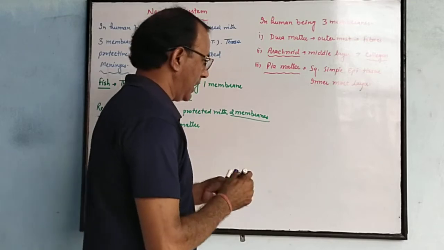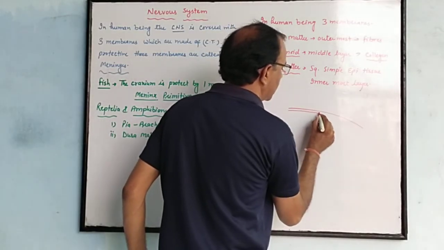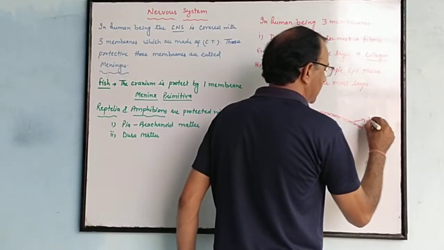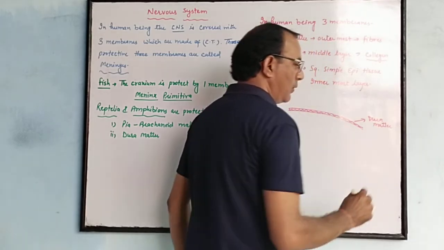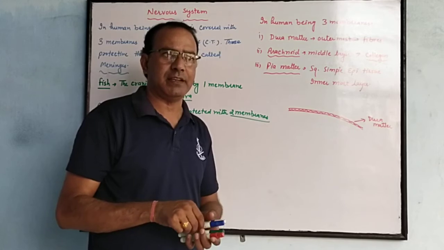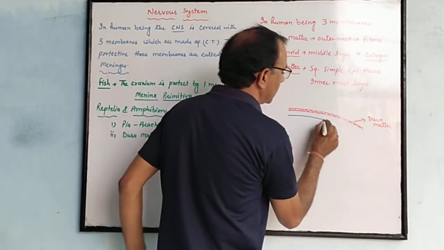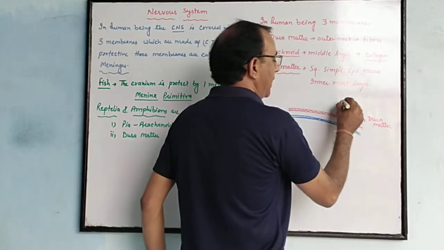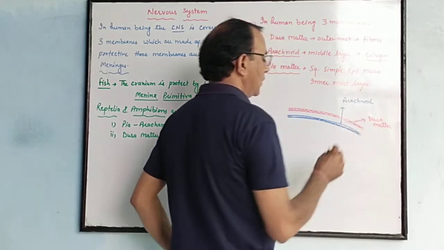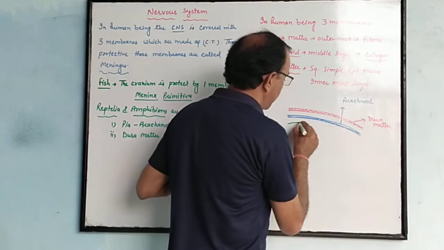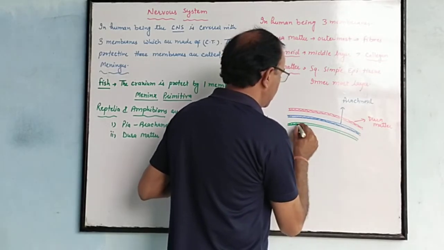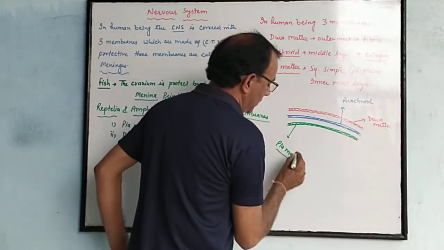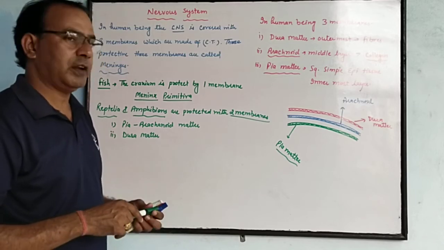As you draw the structure of the layers, from outside, the first outer membrane is known as dura mater. Between the first and second membrane there is a gap or cavity present. The second membrane, the middle membrane of the meninges, is called arachnoid, and the third layer, the innermost layer, is called pia mater. These are the three protective layers which cover the CNS.